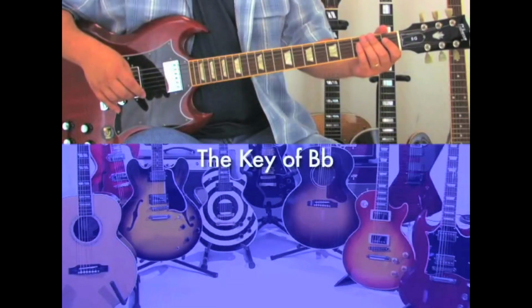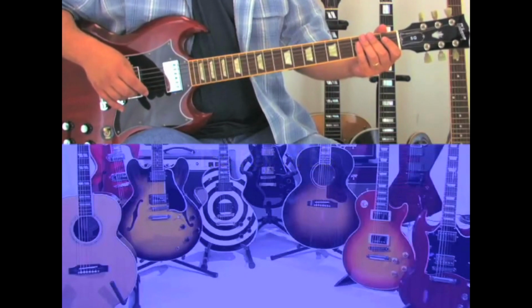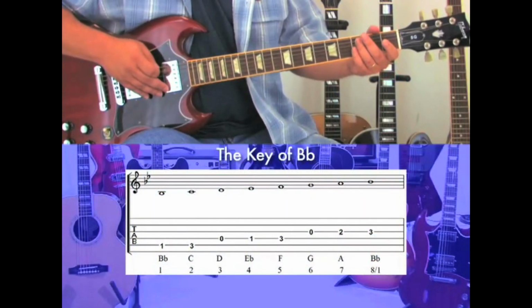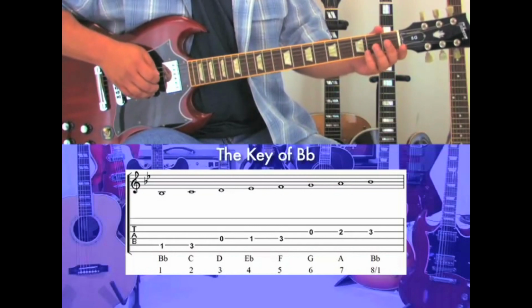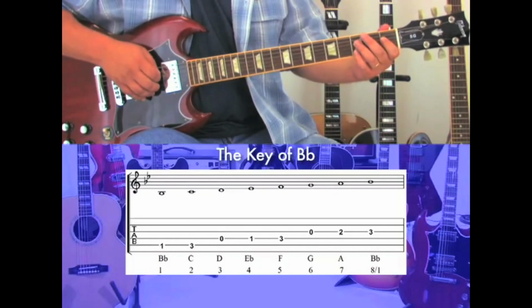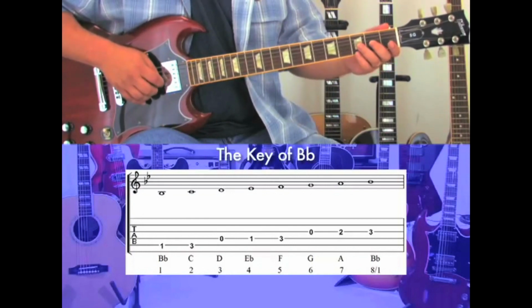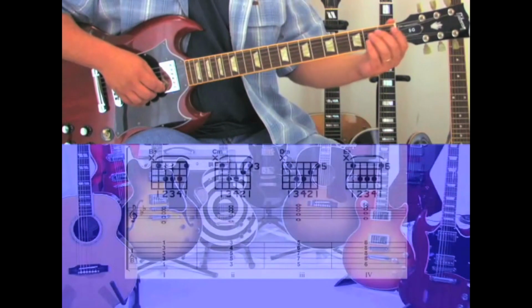The key of B flat uses 2 flat notes. The scale is made up of B flat, C, D, E flat, F, G, A, B flat. B flat is the 1 chord.